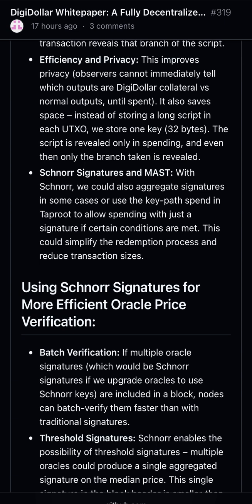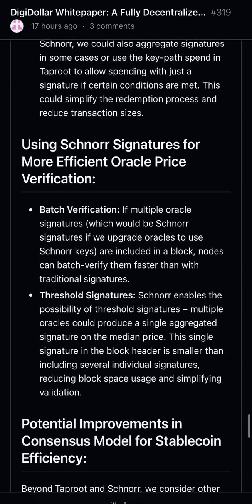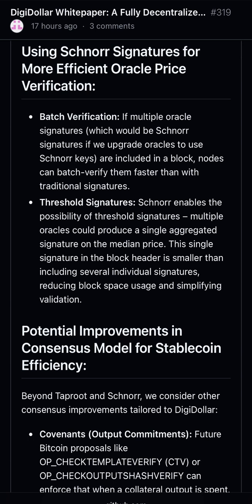Schnorr signatures and MuSig. With Schnorr, we could also aggregate signatures in some cases, or use the key path spend in Taproot to allow spending with just a signature if certain conditions are met. This could simplify the redemption process and reduce transaction sizes. Using Schnorr signatures for more efficient oracle price verification.